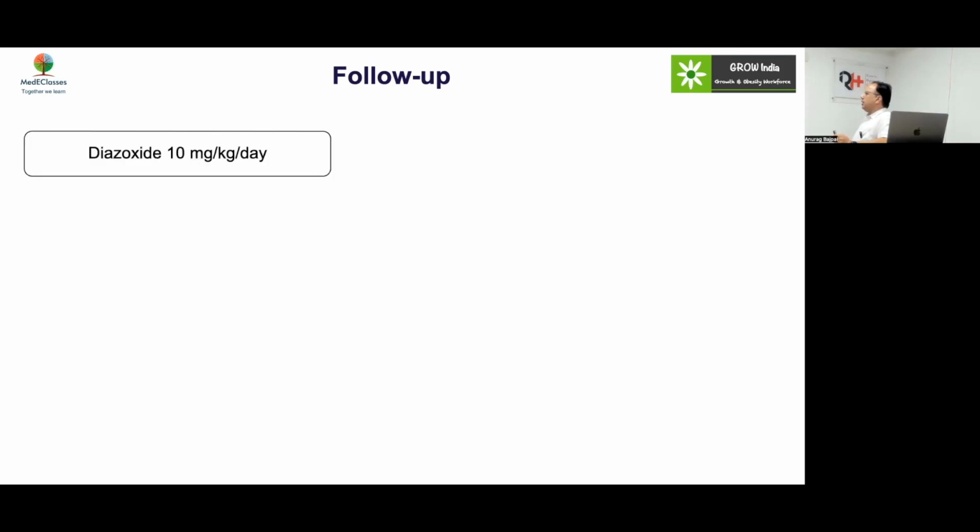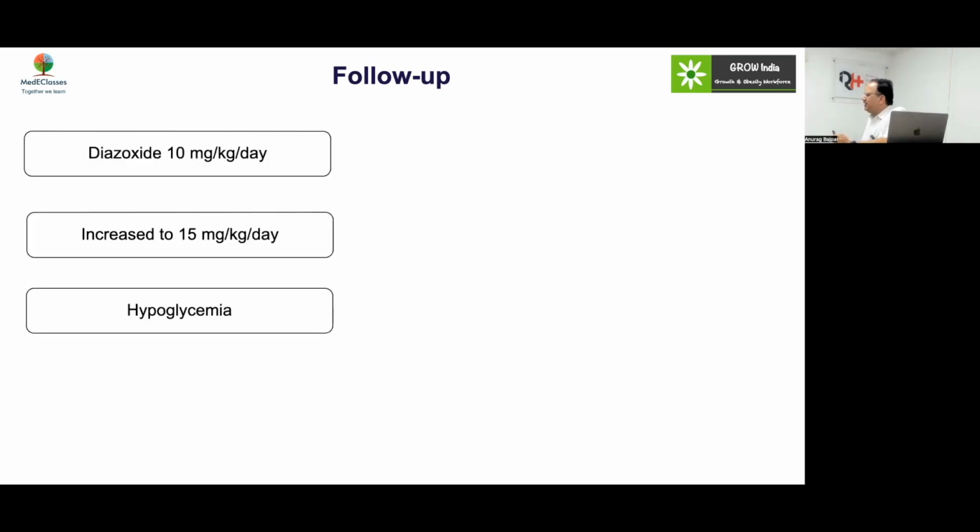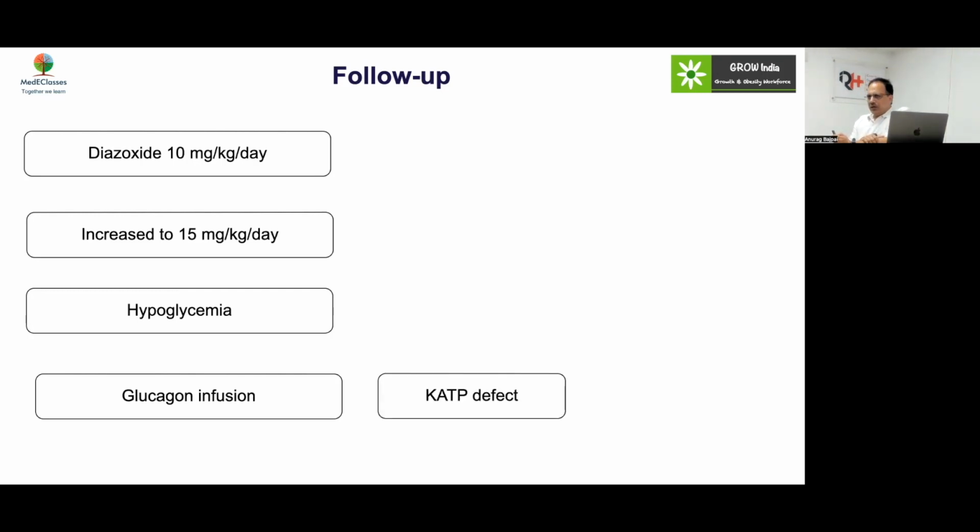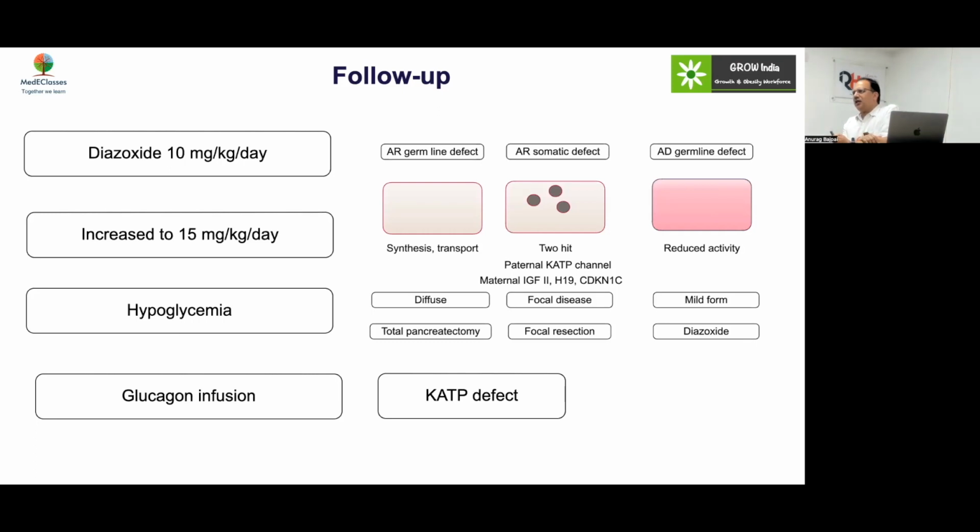On follow-up, diazoxide was 10 milligram per kg, increased to 15. There is hypoglycemia which was still there, and then a glucagon infusion was given. So basically what's happening is that he is not responding to diazoxide. So what will you think out here? Okay, KATP defect, and you can go for genetics. If genetics shows a paternally inherited, basically heterozygous pattern, then you can go with a fluorodopa PET. So KATP defect has to be looked at, and then there are other options. Mostly it's surgery, which is a palliative option.